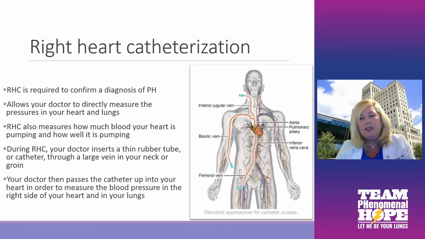Some of you may have undergone 1, 2, or several right heart catheterizations. There's several ways that they can enter. The basilic vein, which is in your arm, the femoral vein, which is in your groin, but most often they enter through the jugular vein on either side.